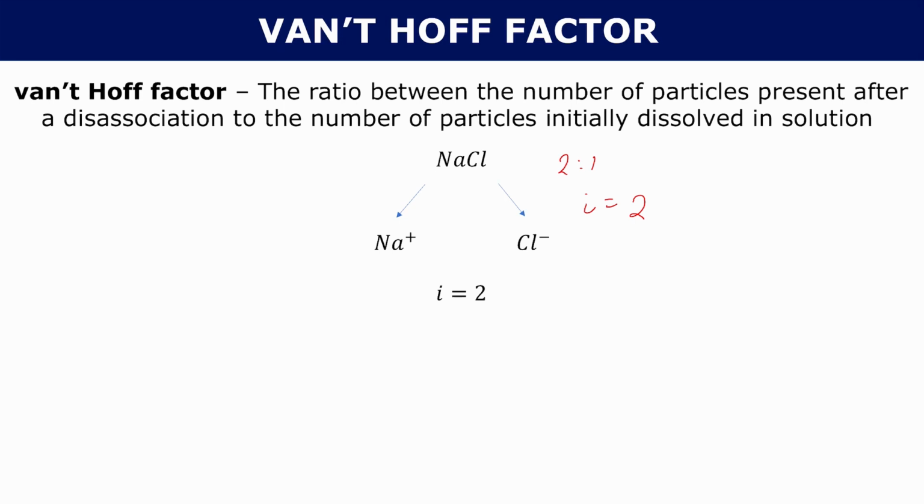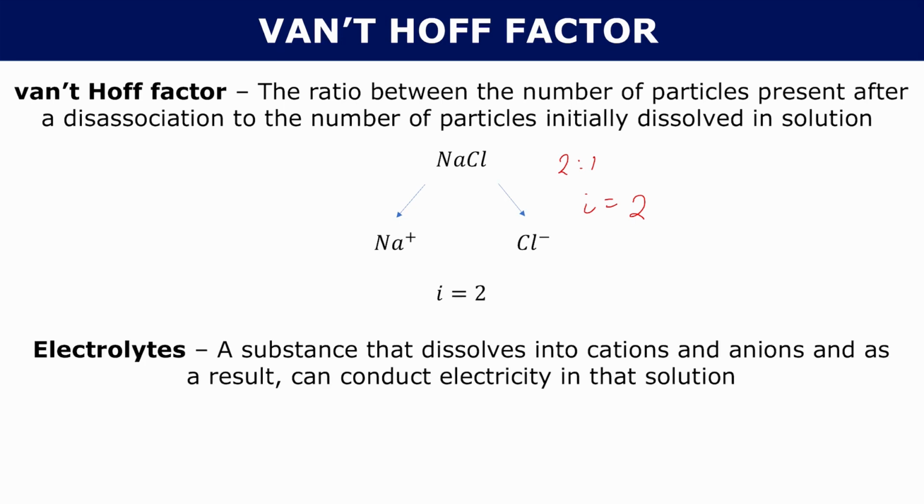Sodium chloride is what we call an electrolyte. So an electrolyte is a substance that dissolves into cations and anions and as a result can conduct electricity in that solution. So sodium chloride dissolves into cations and anions. And therefore we can categorize substances into two different categories. So we have non-electrolytes and electrolytes. And as such, the Van't Hoff factor is going to depend on whether a substance is a non-electrolyte or an electrolyte. Let's consider the first one, the easier one first.